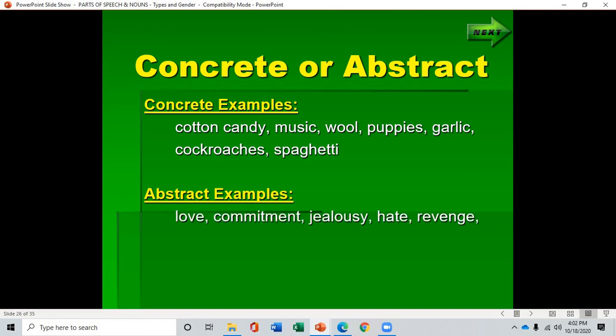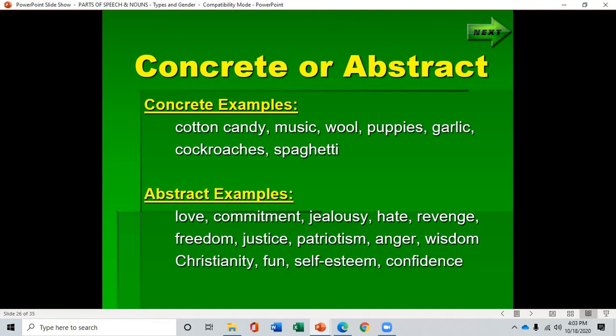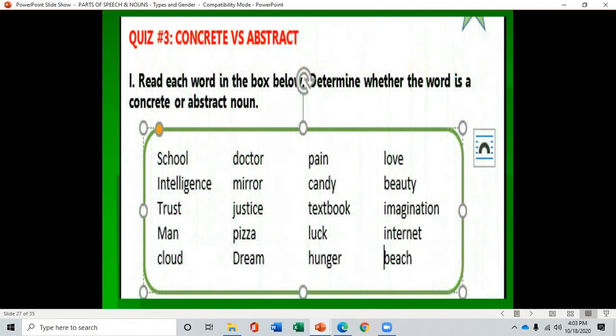Now, for abstract nouns, these are the examples. Yung love, okay, commitment, okay, jealousy. That's why in nouns, diba, we should say, a noun is a name of a person, place, things, animals, event, or idea. Okay, do not forget the word idea. So, abstract examples: love, commitment, jealousy, hate, revenge, freedom, justice, patriotism, anger, wisdom, Christianity, fun, self-esteem, confidence.